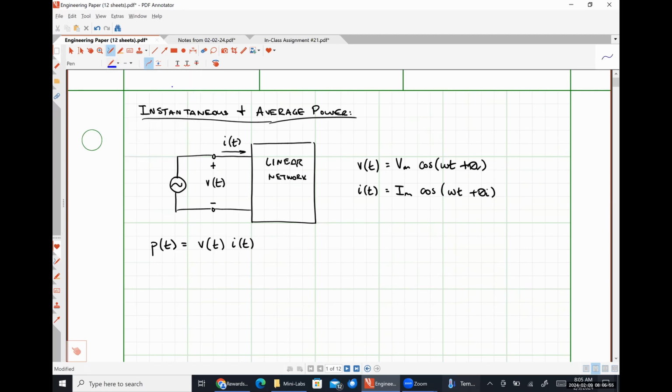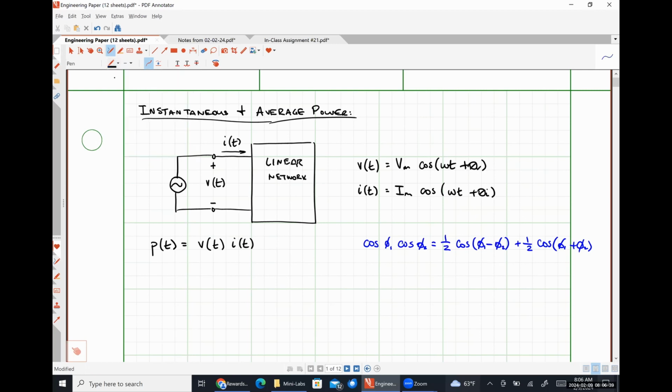Okay. So the trig identity that I'm going to use, I'm going to put over here in blue. And that is that the cosine of some angle 1 times the cosine of some angle 2 is equal to 1/2 the cosine of angle 1 minus angle 2 plus 1/2 the cosine of angle 1 plus angle 2. In our case, angle 1 is omega t plus theta v, and angle 2 is omega t plus theta I.